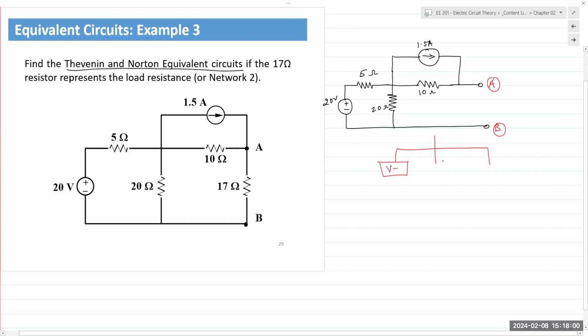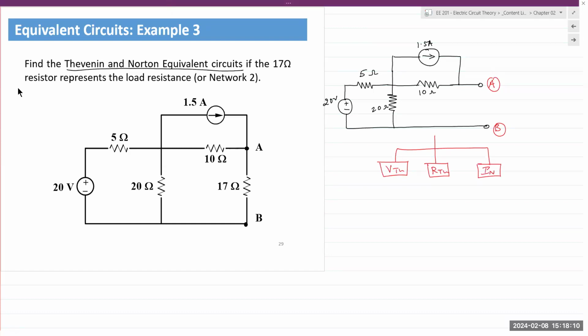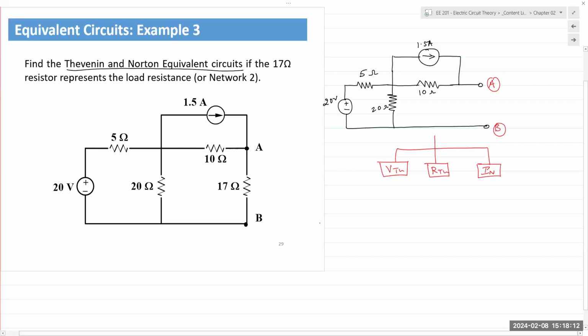Thevenin voltage, Thevenin resistance, and our Norton current. Okay, Norton current. All right, so let's begin. Let's start with Thevenin resistance.